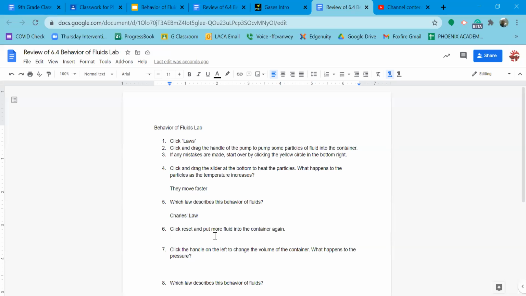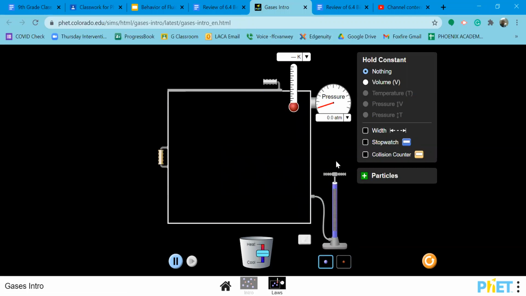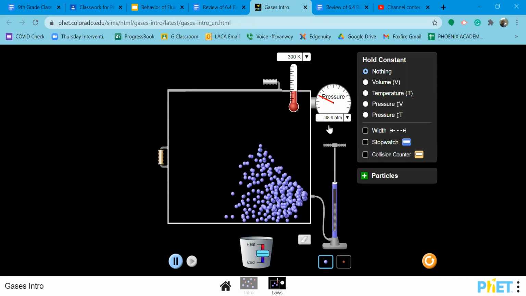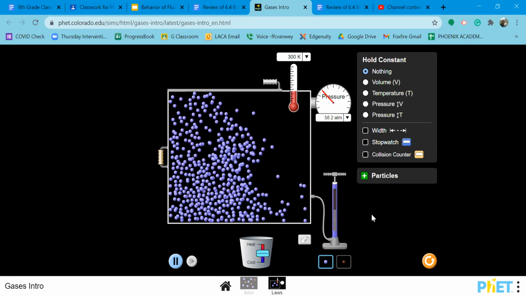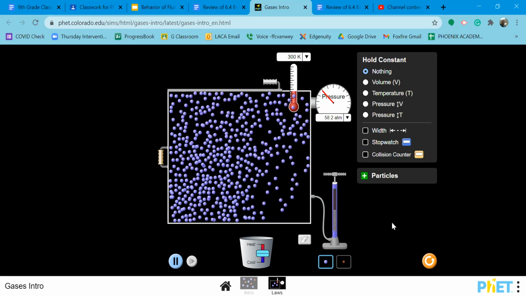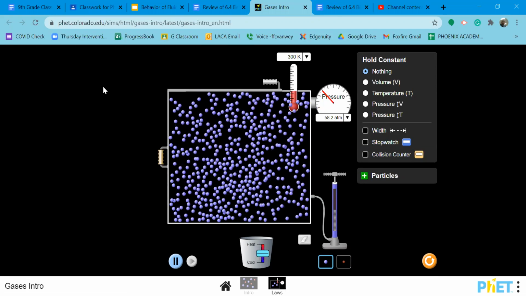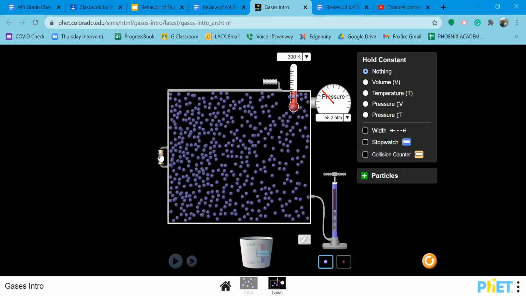Okay. Click the reset button and put fluid in the container again, and then we're going to change the volume. So I'm going to reset it. I'm going to put lots in here for this one because it makes it a little clearer. All right. And then it says, click the handle to change the volume of the container. So we're going to squeeze this fluid. What happens when we squeeze a fluid?